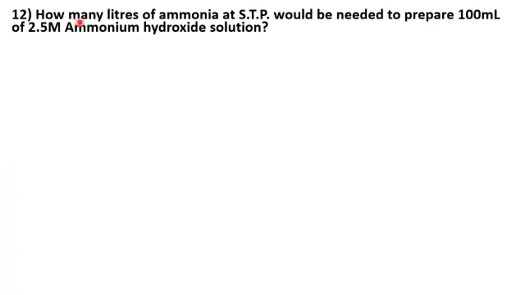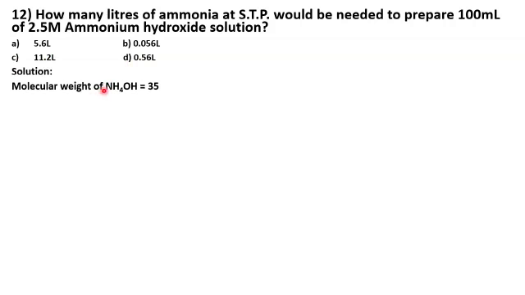Question number 12. How many liters of ammonia at STP would be needed to prepare 100 ml of 2.5 molar ammonium hydroxide solution? Option A 5.6 liter, option B 0.056 liter, option C 11.2 liter, option D 0.56 liter.